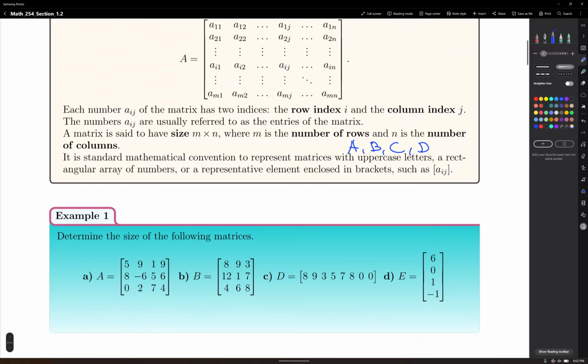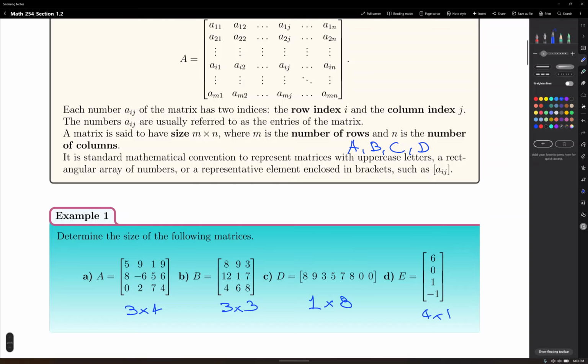Let's determine the size of the given matrices A, B, C, and D. Okay, so for letter A, number one, we need to identify the number of rows. How many rows do you see? So the rows are the horizontal ones, the columns are the vertical ones. So 3 rows by 4 columns. What about letter B? 3 by 3. What about letter D? 1 row, 1 row and 8, right? 1 by 8. And what about E?